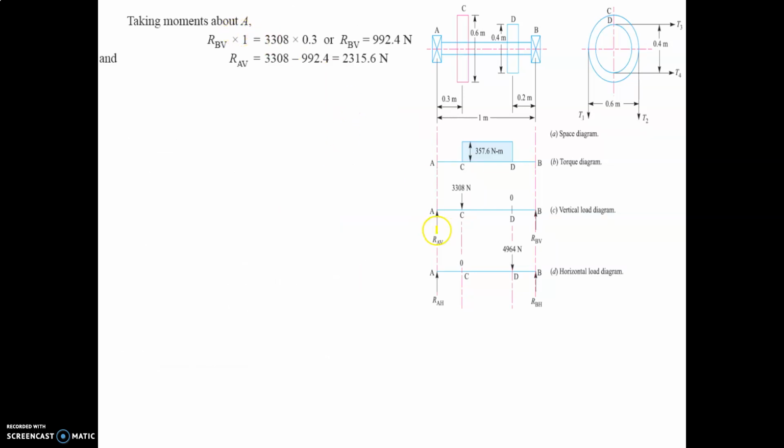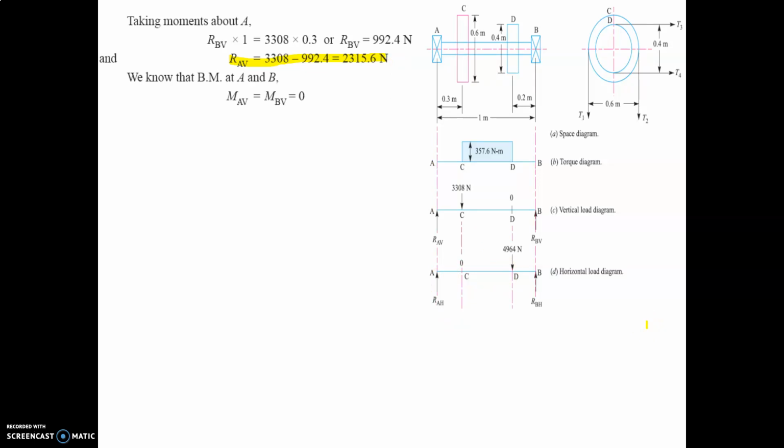So taking moment at point A, this is 0, and this 3308 into 0.3 distance, and RBV is in this direction, that's why it is RBV into this 1 meter. They have different directions, that's why we have equated them. So RBV is equal to 992.4. In the same way RAV can be found, 2315.6. So we get the values of RAV and RBV now.